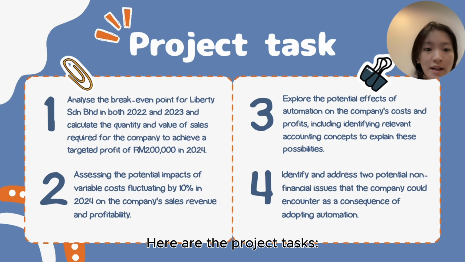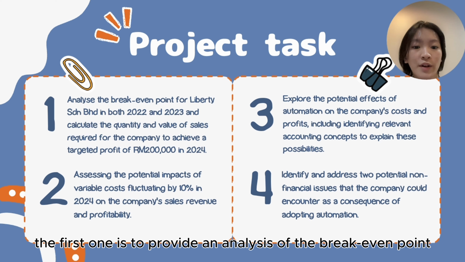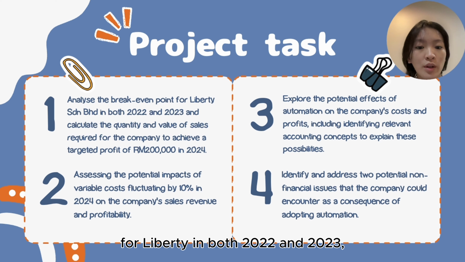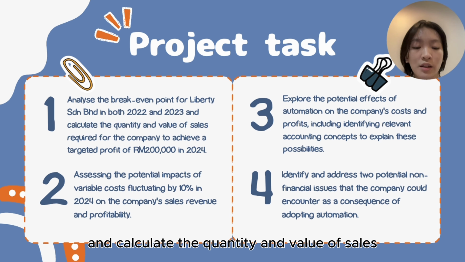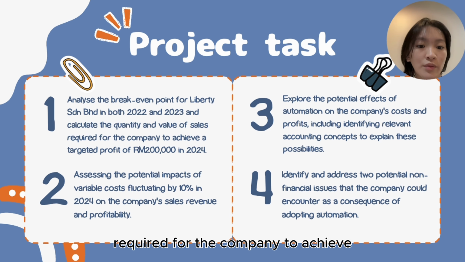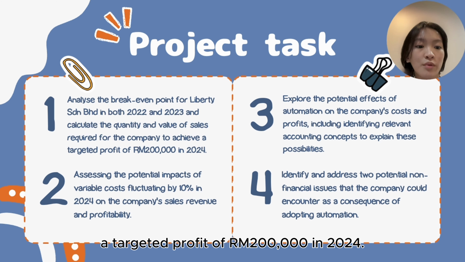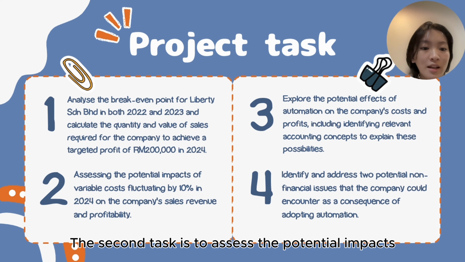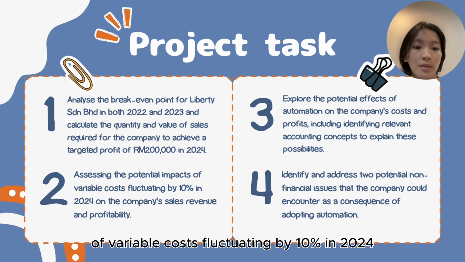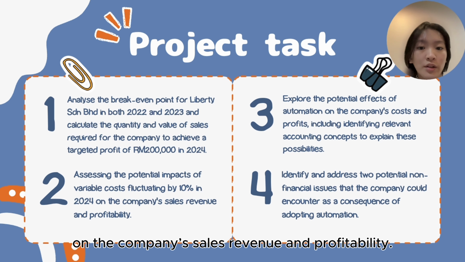Here are the project tasks. The first one is to provide an analysis of the break-even point for Liberty in both 2022 and 2023 and calculate the quantity and value of sales required for the company to achieve the targeted profit of 200,000 ringgit in 2024. The second task is to assess the potential impacts of variable costs fluctuating by 10% in 2024 on the company's sales, revenue, and profitability.